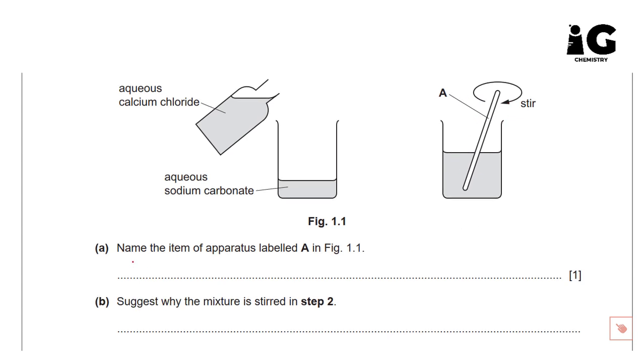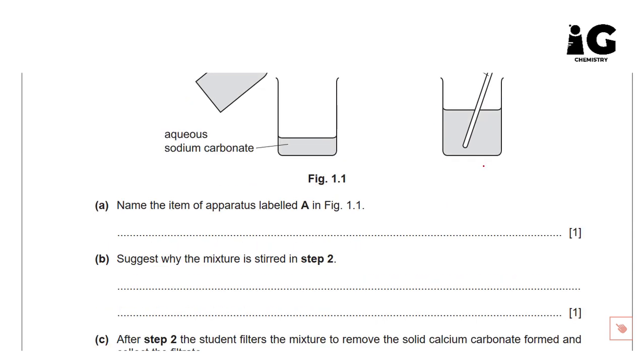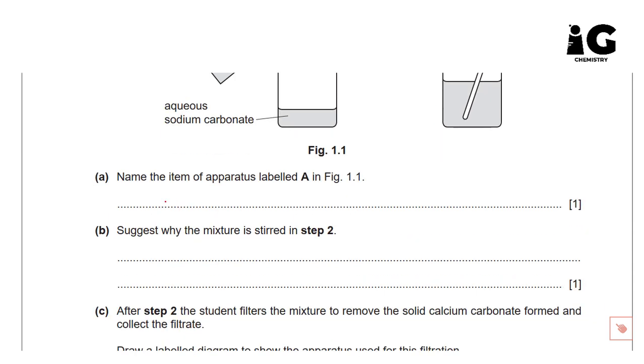Question A, name the item of apparatus labeled A in figure 1.1. Of course, guys, I think everyone knows that in our chemical lab, we usually use a glass rod to stir. So the answer could be a glass rod, to stir the solutions.